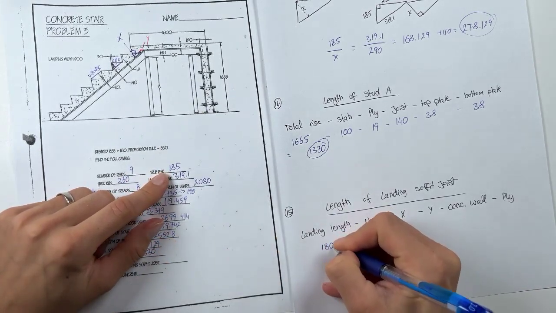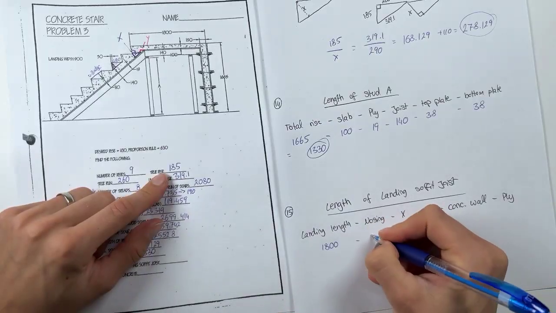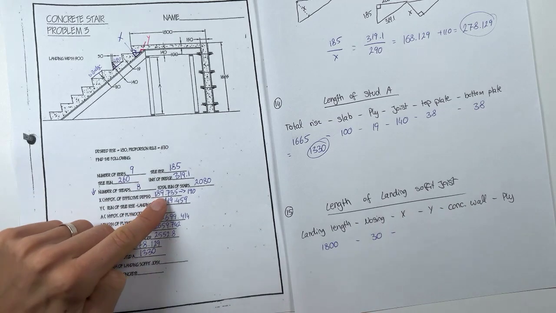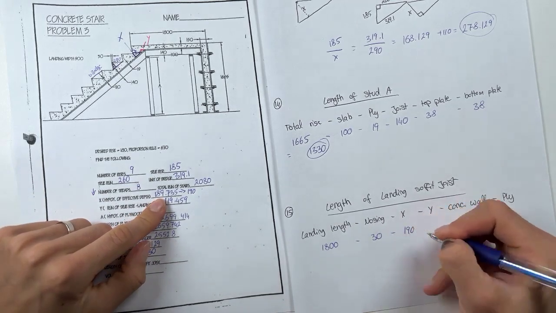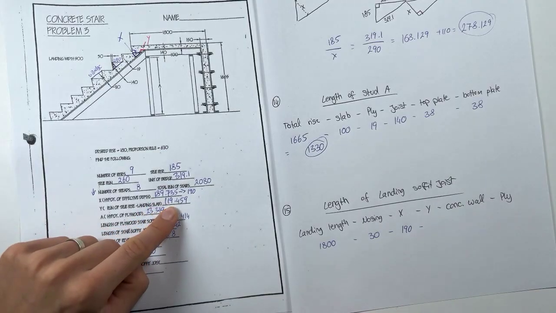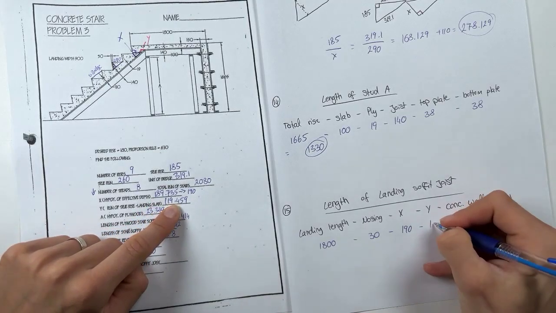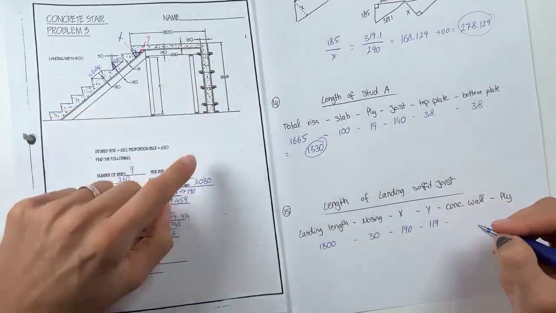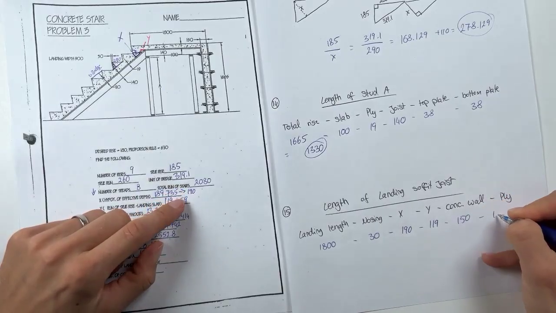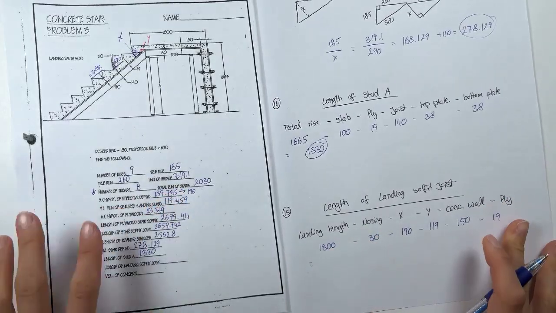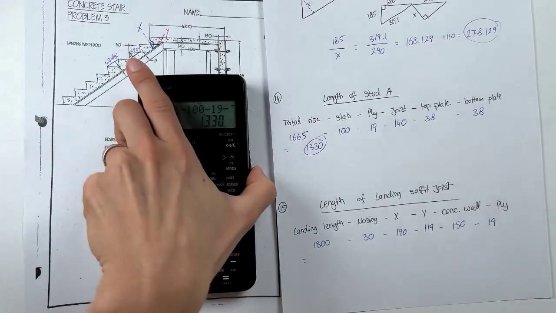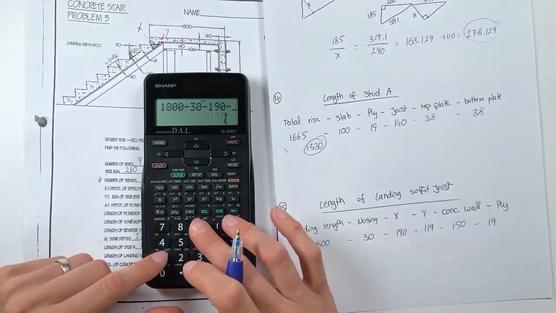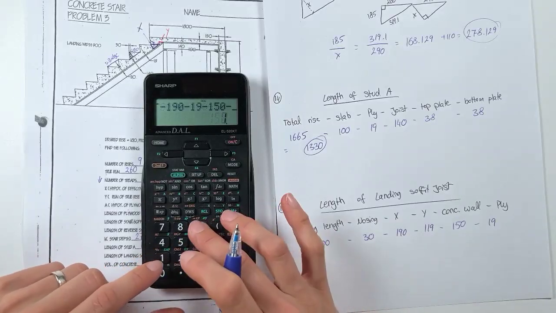So 1800, that's our landing length. Nosing is 30. X numbers from before, we can call it 190. The Y number of before, we can call that 119. Concrete wall, 150, and the ply of 19. Okay, so 1800 minus 30 minus 190 minus 119 minus 150 minus 19.